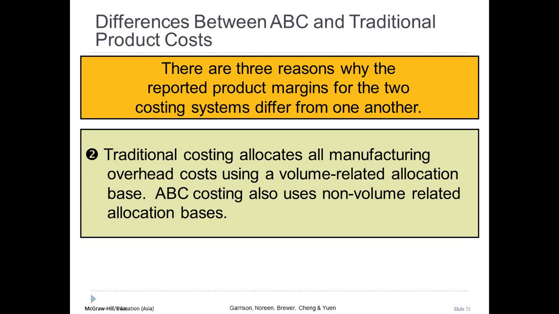The ABC system assigns 40% and 60% of customer orders activity cost, a batch level cost, to Sure Starts and Long Lives. And the ABC system assigns 0 and 100% of design change activity cost, which is a product level cost, to Sure Starts and Long Lives.